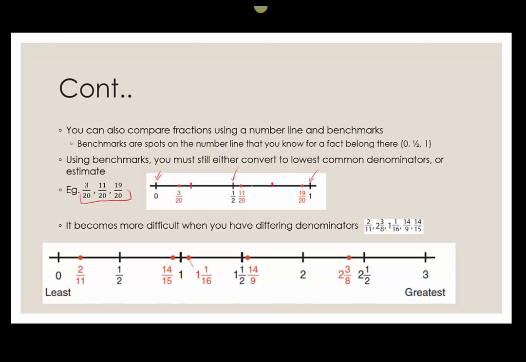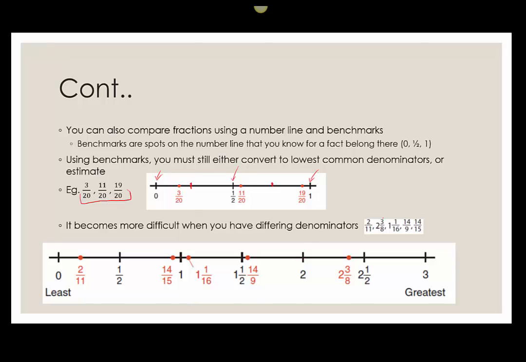It becomes a little more difficult when you have differing denominators. Here we have 2/11, 3/8, 16/9, 14/9, and 2 3/8. This is where your estimation comes in. You have your number line from smallest to biggest, from 0 to 3, because we have something over 2 right here, so you know you have to go to at least 3. You put your benchmarks in: a half, 1, 1.5, 2, 2.5. And you know that this is 2 3/8, so that has to be over 2.